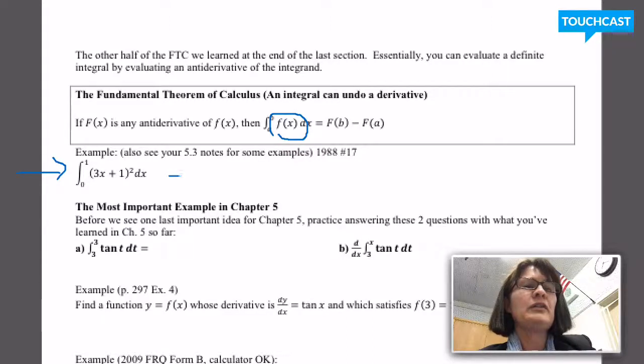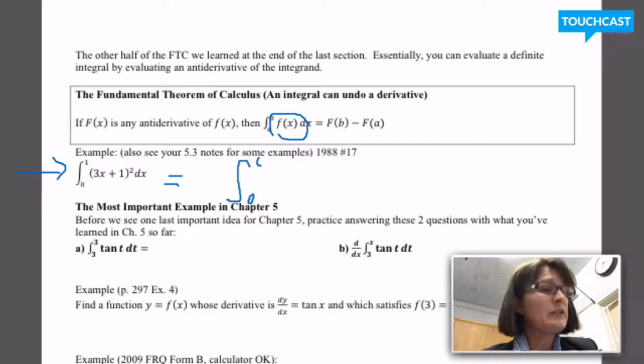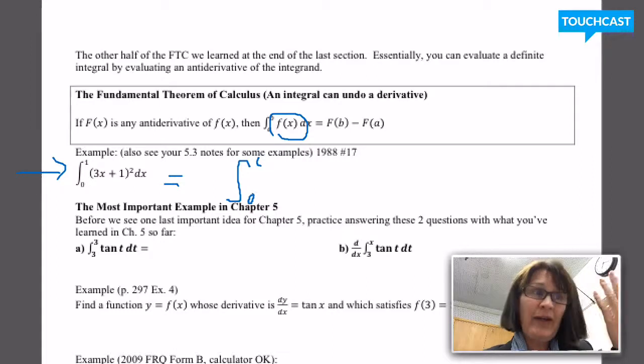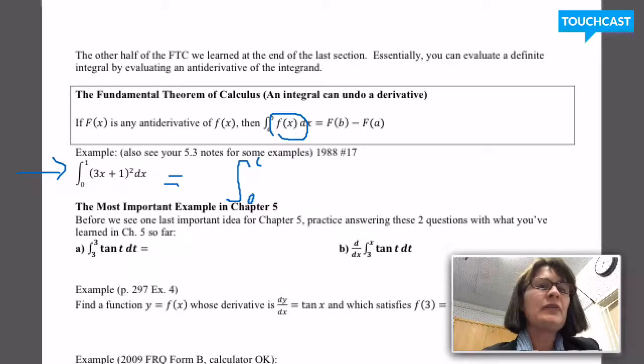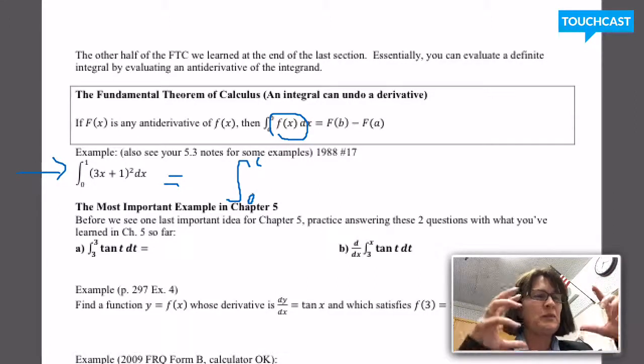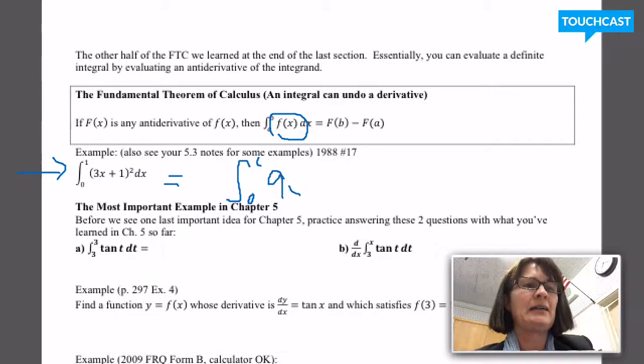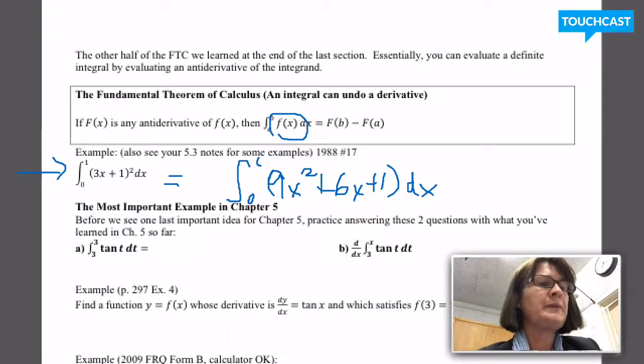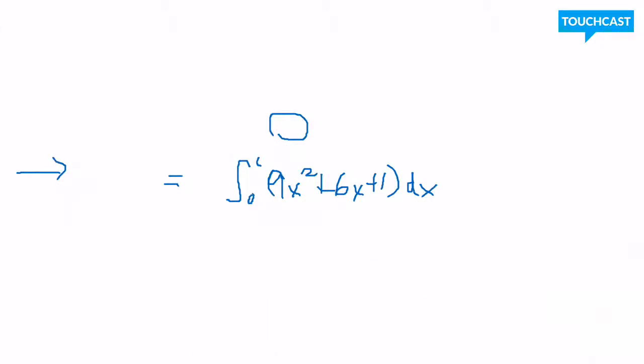You won't have much luck answering this until you think about rewriting that integral into a function whose antiderivative you can think of. So for me, 3x plus 1 squared, let's multiply that out. So that's 3x plus 1 times 3x plus 1. That makes 9x squared plus 6x plus 1 dx, right? So this is my new integral. I need the integral from 0 to 1 of 9x squared plus 6x plus 1.